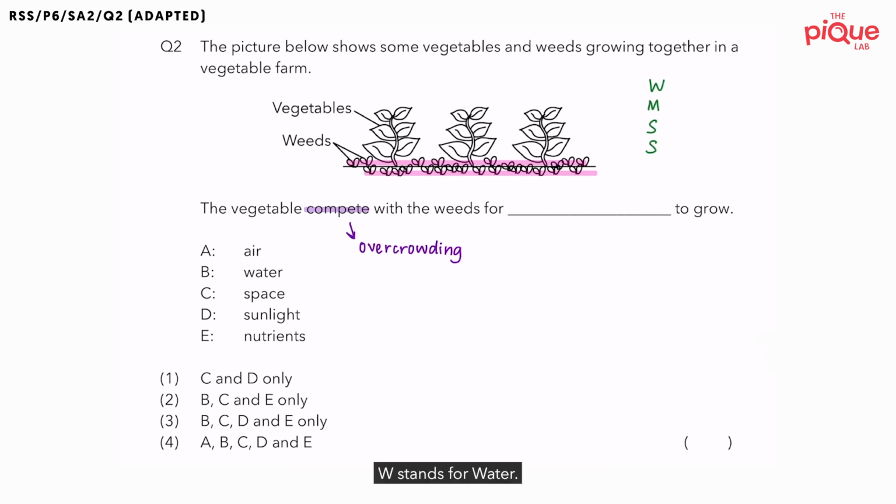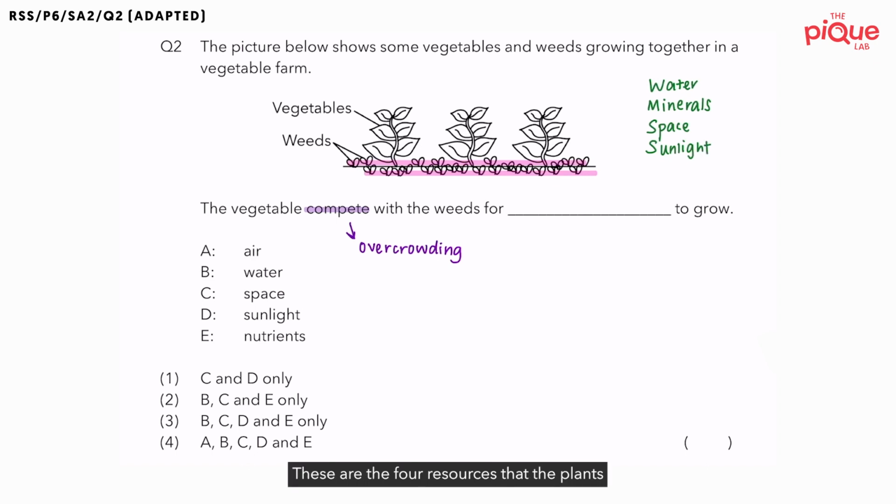WMSS. W stands for water, M stands for minerals. Another word for minerals is nutrients. S stands for space, and another S stands for sunlight. These are the 4 resources that the plants have to compete for in order to grow well.